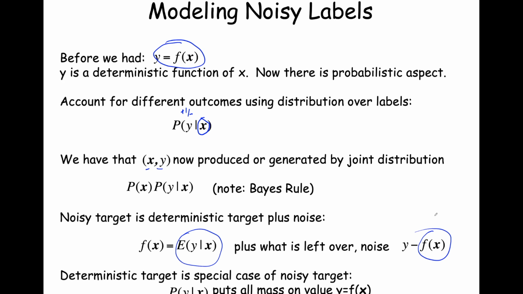So our deterministic target function is really just a special case of this noisy target function, p of y given x, that puts all of its probability mass on one of those label outcomes y, which is the y returned by the deterministic f of x.